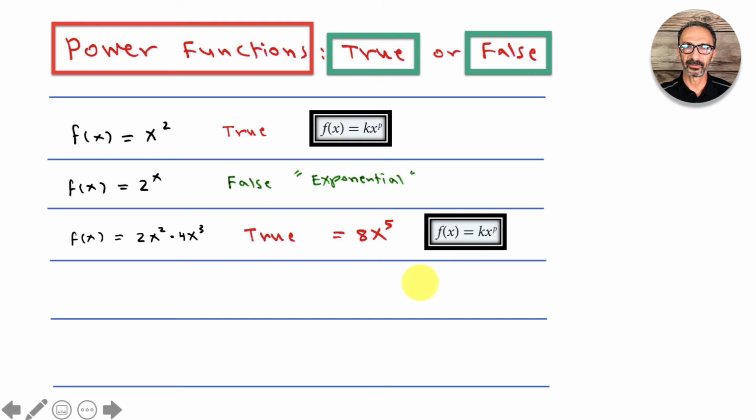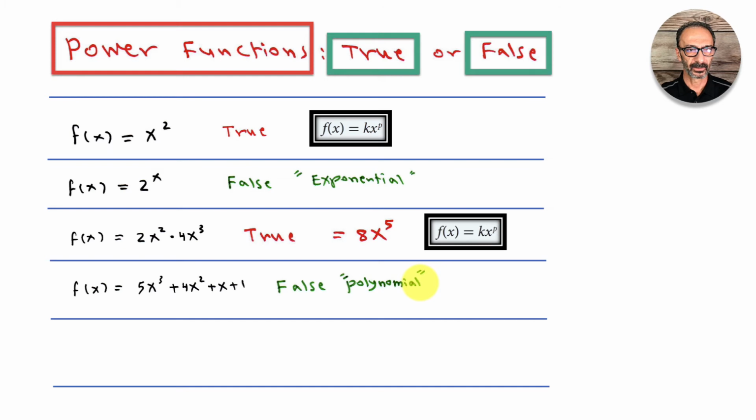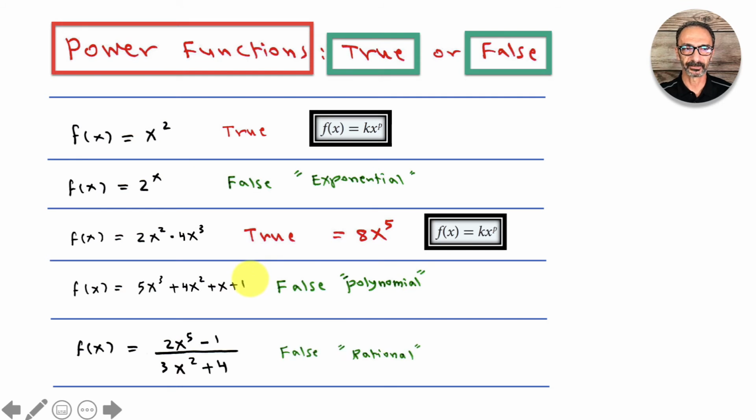It's a power function. How about this one? Well, this one is not. This is one of the titles in the previous slide that says power functions and polynomials. This is a polynomial. It's not a power function. So false. This one cannot be looked at as k times x to the power p. So what do we call it? We call it a rational function.